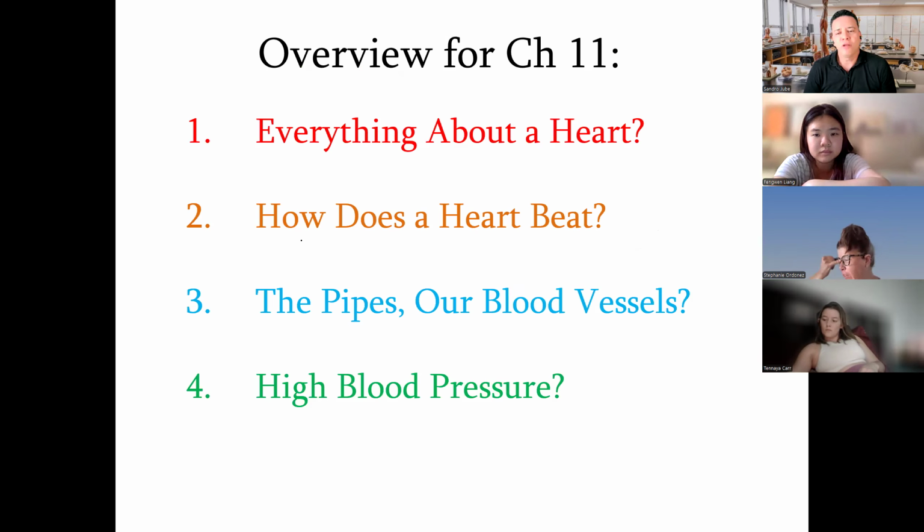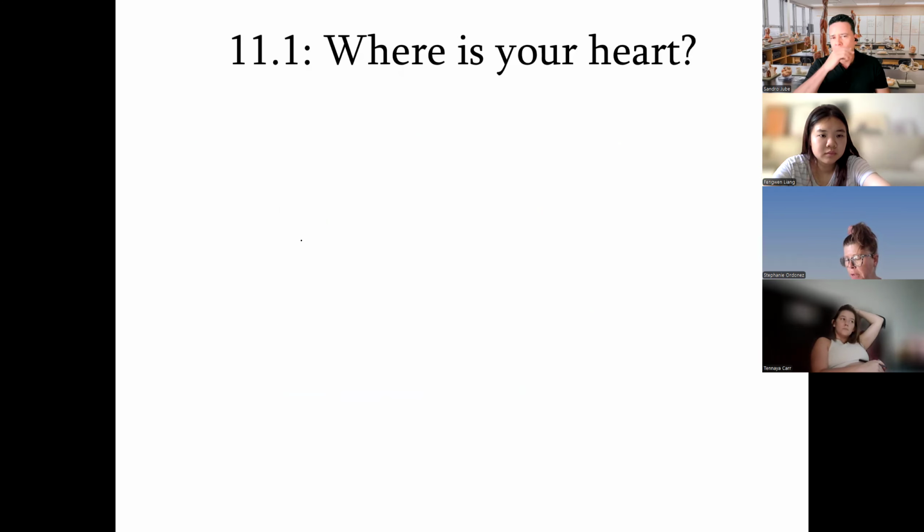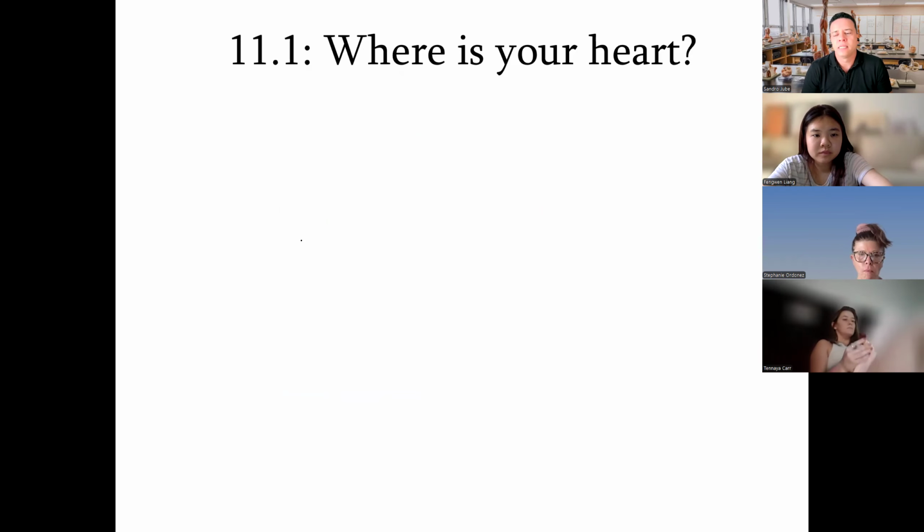So we're going to talk everything about the heart. We're going to look at how a heart beats. We're going to look at our pipes, our blood vessels, and we're going to finish this chapter talking about a very, very serious condition called high blood pressure, what we call a silent killer. We're going to explain to you why it's called a silent killer. So let's start from the basics here, okay? Where is our heart? This is not a tricky question.